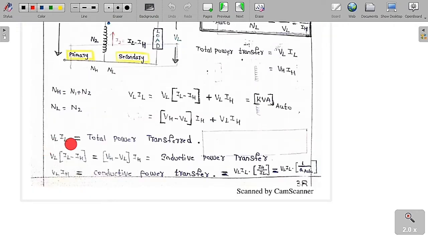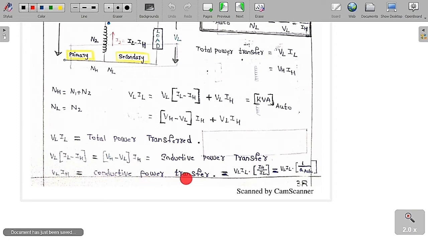So VL into IL is called the total power transfer, whereas VL into (IL minus IH) is equal to (VH minus VL) into IH. I have already told you, this is the magnetic power transferred by the lower winding and this is the magnetic power transferred by the higher, upper winding. This is by the lower winding, the N2 winding, and this is by the N1 winding. Both are always the same. This is called the inductive power transfer.